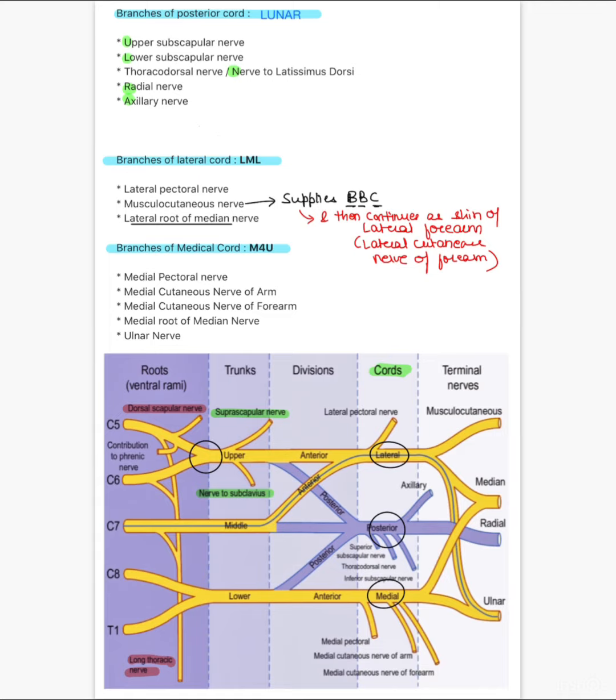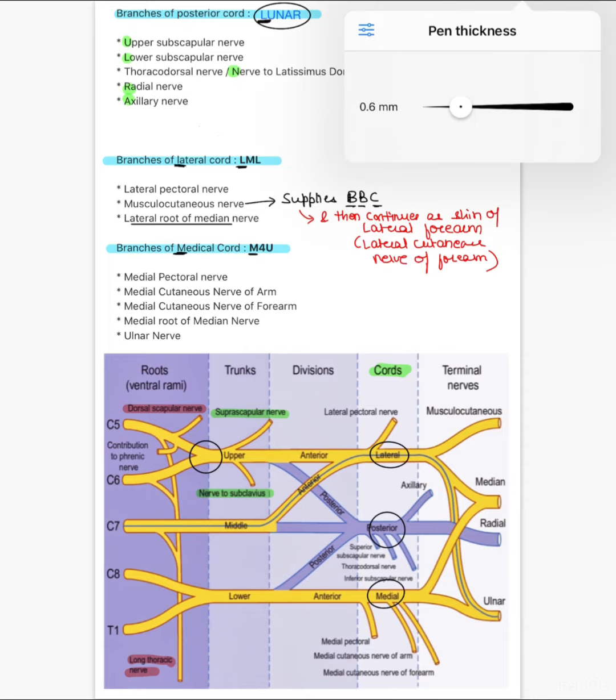Now coming on to the branches of the posterior cord, lateral cord and medial cord. For medial, remember the mnemonic M for you. For lateral, remember LML. Then your posterior cord: most of the books suggest the mnemonic ulnar, but you will get confused because the ulnar nerve arises from the medial cord. So it's better to remember the mnemonic lunar, so that you don't make any confusion.